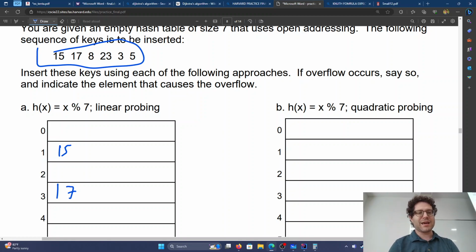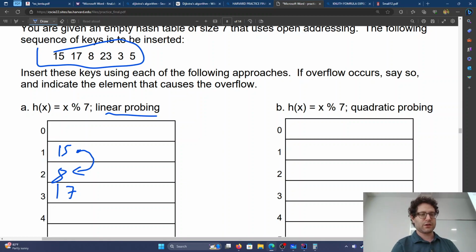8 mod 7, very easy for us to figure out, that is 1. So we're going to put it in slot 1, except it's already taken. So linear probe, it says use linear probing to resolve this, which means look for the next available space, where next is defined as literally the next one. Just go up by 1. Oh, and look, we have an empty spot, so we're going to go ahead and take that.